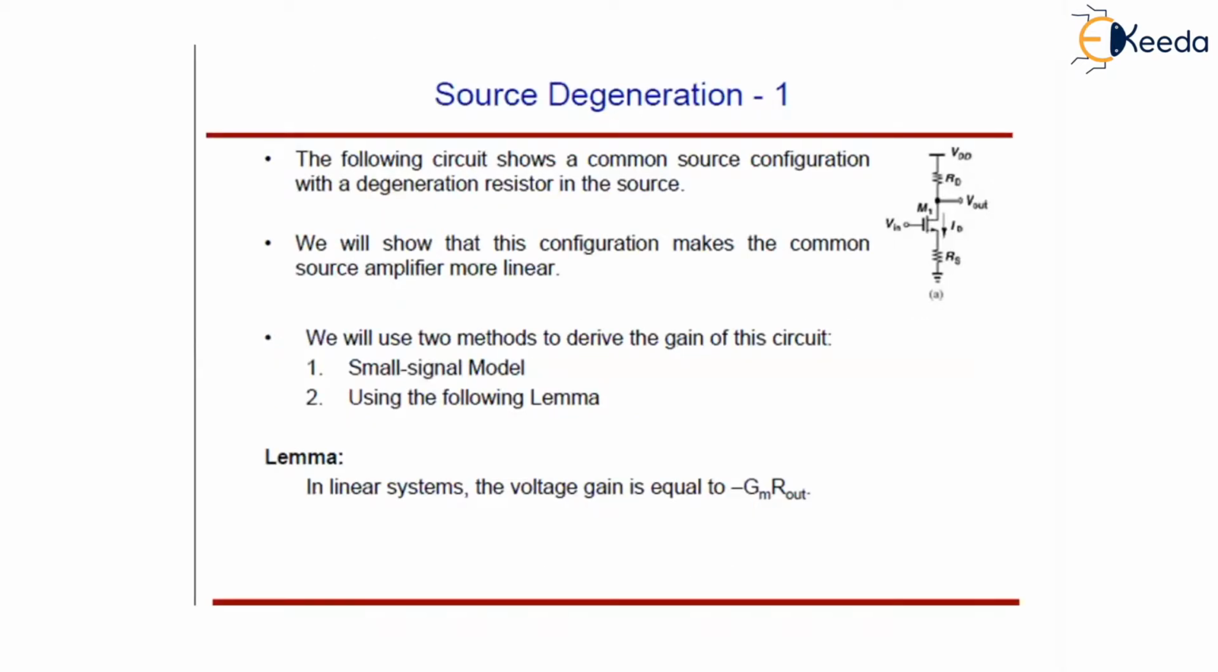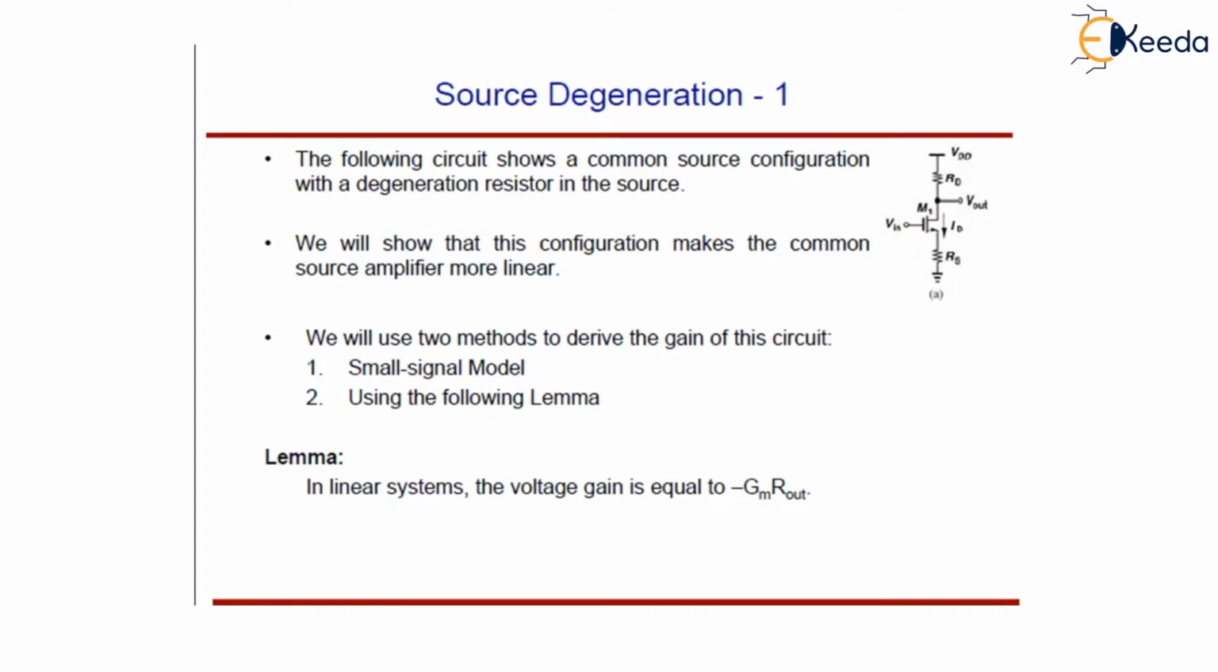The following circuit shows a common source configuration with a degeneration resistor in the source. Why do we use a degeneration resistor in the source? Because we want to soften the device characteristic, or remove the non-linearity imposed by the dependence of the drain current upon overdrive voltage, by placing this degeneration resistor in series with the source terminal to make the input device more linear.